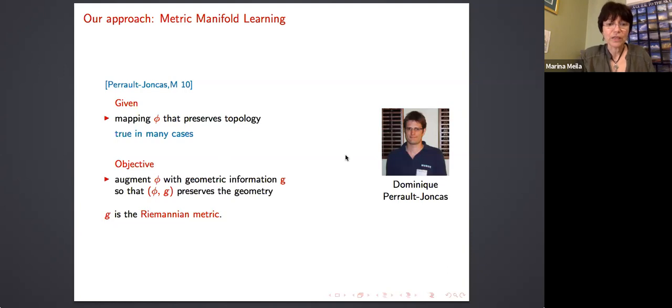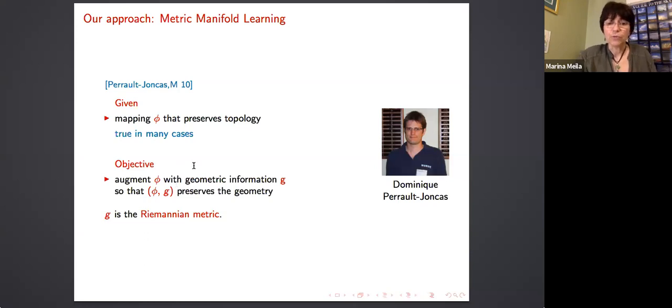So based on what Riemann invented, my student Dominique had a very nice idea. He said that if you want some mapping of the data to be equivalent to another geometrically, then it's not enough to have the coordinates. You have to have in each point something called the Riemannian metric.